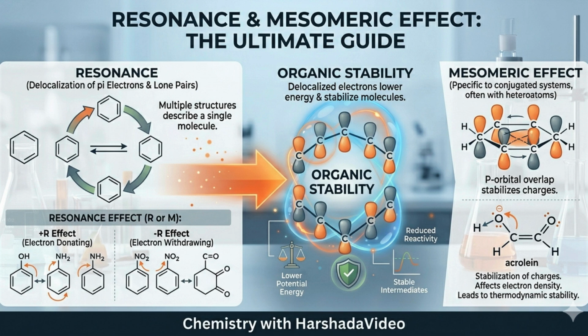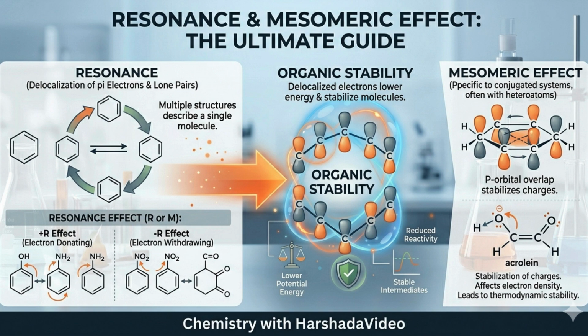Today, we are diving into one of the most fundamental concepts in organic chemistry, resonance, also known as the Mesomeric Effect. If you've ever wondered why some molecules are more stable than they look on paper, or why certain reactions happen at specific positions on a benzene ring, the answer lies in the movement of electrons. By the end of this video, you'll be able to identify, draw, and predict the effects of resonance with ease.